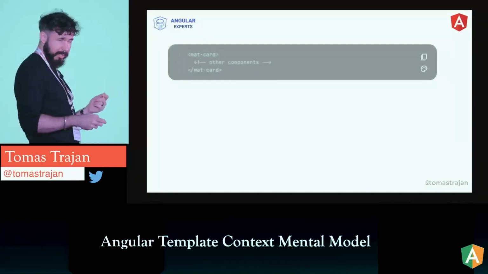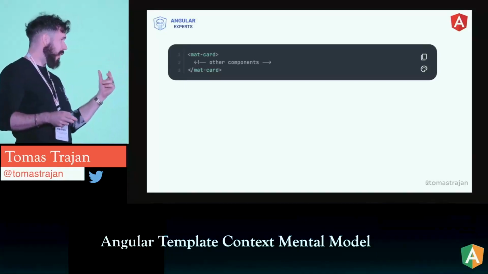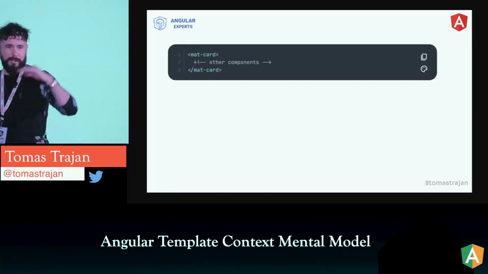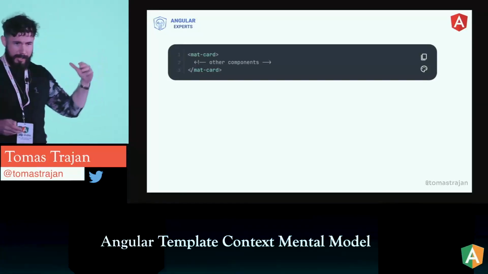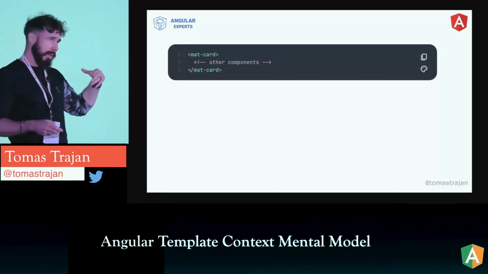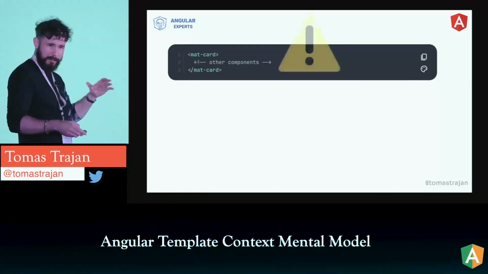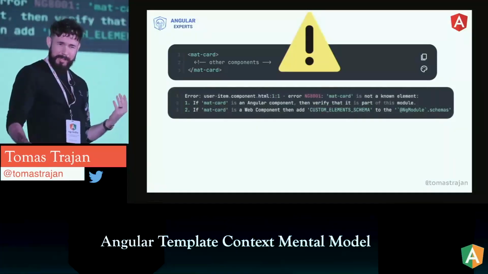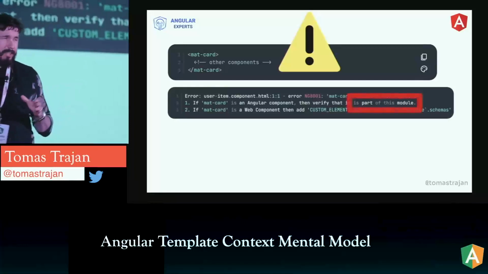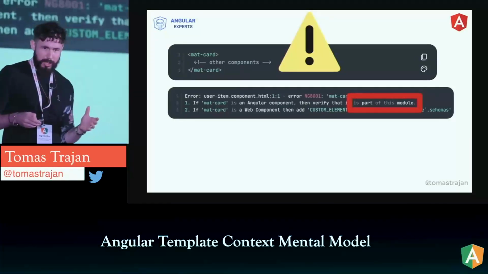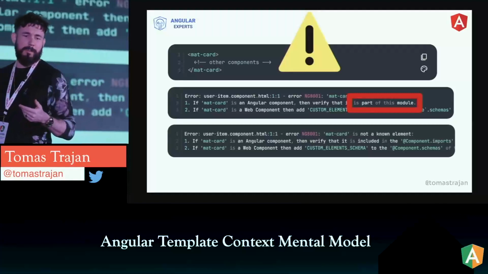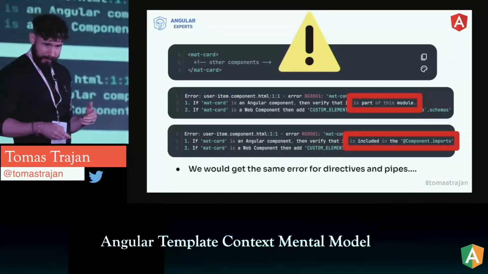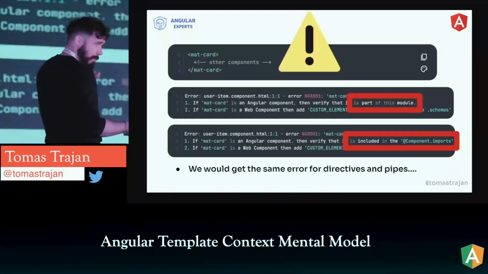So what is the special thing? If we come back to the example which we had previously, and simplify it just to focus on what matters, the wrapping element was the material card. If we had such code in our application and we just ran ng serve, what would happen is we would get an error where the compiler will complain that material card is not a known element and is not part of this module, right? Or if we use standalone components, it would complain that it is not part of the component's imports. And of course, we would get the same errors for pipes and directives.